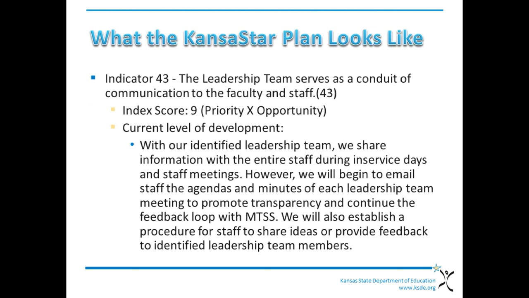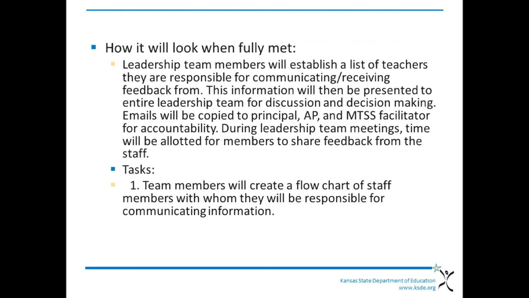The next couple of slides just show you what an indicator looks like in Kansas Star. I talked about that there are 54 different indicators. Districts choose the ones that they think will have the greatest impact on their building the quickest. That's where they start. You evaluate where you're at in the process, and then you develop steps that will allow you to get to where you want to be. And those are the tasks that are involved.